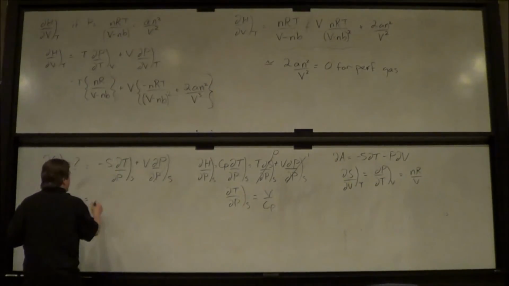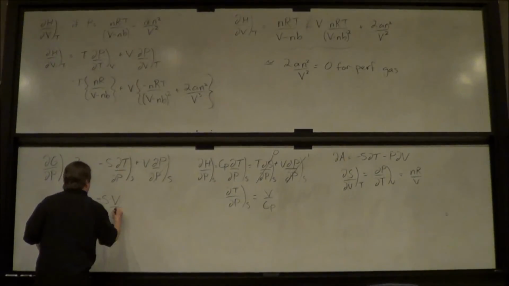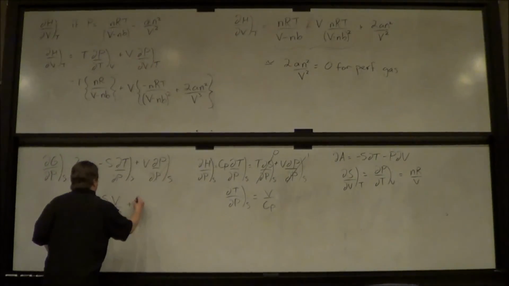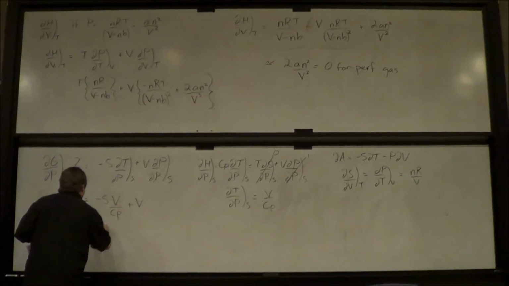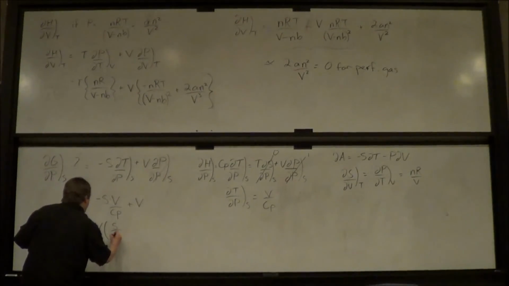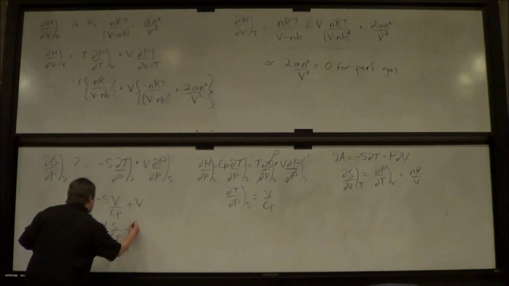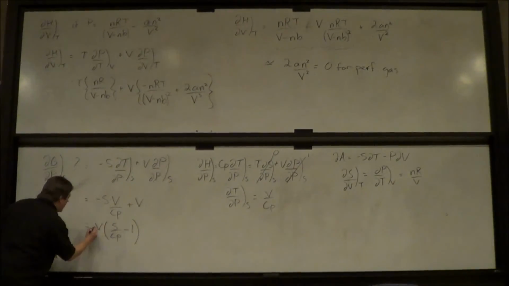Okay, so this is minus S times V over CP plus B. Now, at this point, you're done, but I want to point out that it can be factored. This is kind of similar to what I have in your homework. I'm going to factor out a minus V, so I have S over CP minus 1. And again, now you're done.